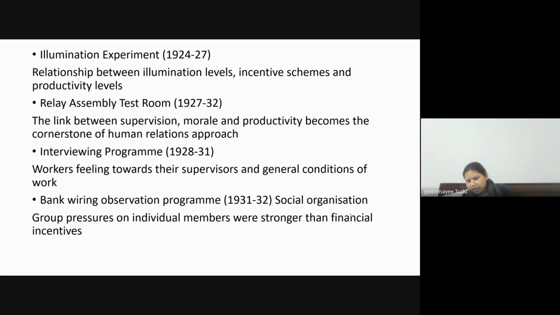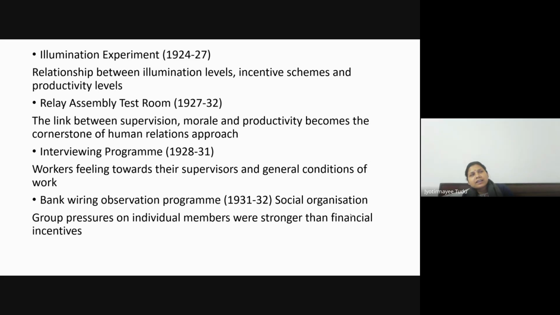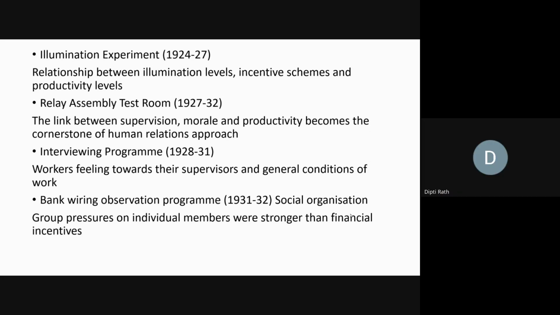So do you think there is any kind of issue with that? Will you disagree? My question to you is, will you disagree that physical or working conditions do not matter in productivity? Any answer? Are you getting my question? Do you believe that working conditions do not matter towards the productivity of the organization? Yes, ma'am, it matters.